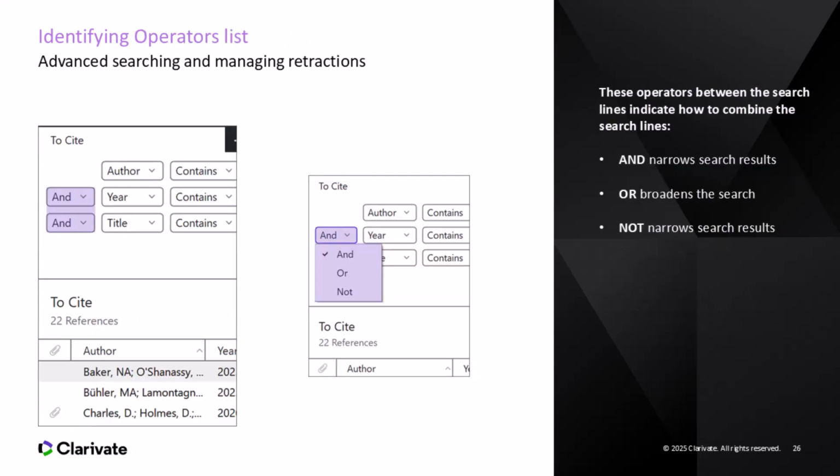In the advanced search panel, you'll also need to decide how your search lines interact. This is where Boolean operators come into play. You can choose from AND, which narrows your results by requiring that both conditions are true. Example: author is Lee and year is greater than 2020. OR, which broadens your search by including references that meet either condition. For example, title contains climate or weather. NOT, which excludes matches to the second condition. Example: subject is biology, not marine. These operators allow you to build highly specific queries by combining different conditions together logically.